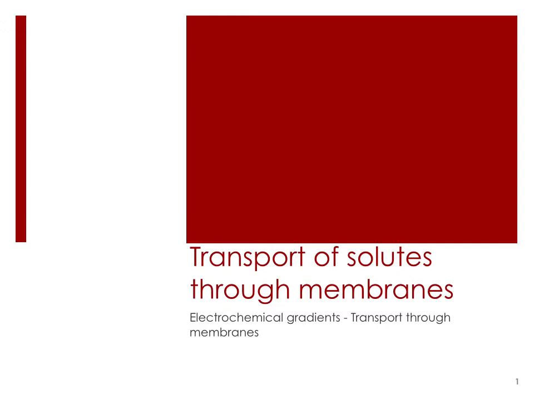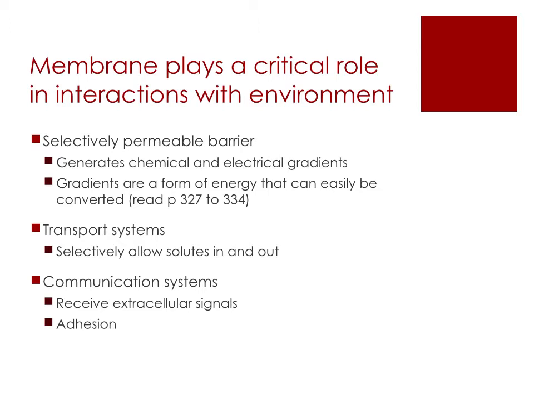So first of all, let's remember that membranes play a critical role between the cell and its environment, and this role is a role of an interface. So it will first of all act as a selectively permeable barrier. So this barrier will be able to generate gradients because it will contain solutes on one side and prevent their entry or their free movement to another area of the cell. So this will be a gradient generator, and gradients are a form of energy that can easily be converted into chemical energy or kinetic energy that will help for the movement of other solutes or molecules. We will see that in the next slide, and I suggest that you read the pages from 327 to 334.